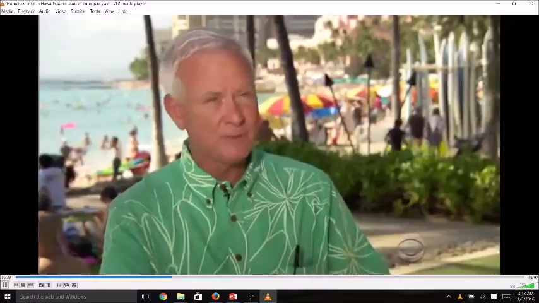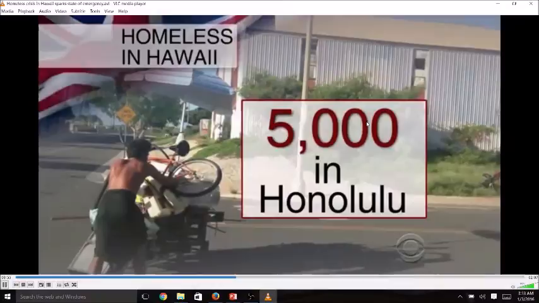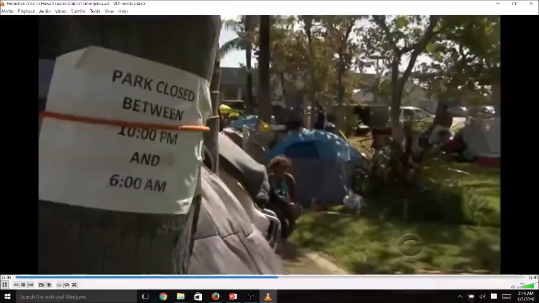They get here with a job, but they find it's really hard to live here. Buying a home is super expensive. Renting a place is very, very expensive. Many end up on the streets, on beaches, in parks, and in tent cities. There are now more than 7,000 homeless in Hawaii, the highest per capita rate in the nation. About 5,000 of those are packed into Honolulu. Many struggle with drugs, alcohol, and mental illness. Mayor Caldwell says the city is making progress. About 500 homeless were moved into housing over the past year. But recently, the number of homeless families has been soaring.